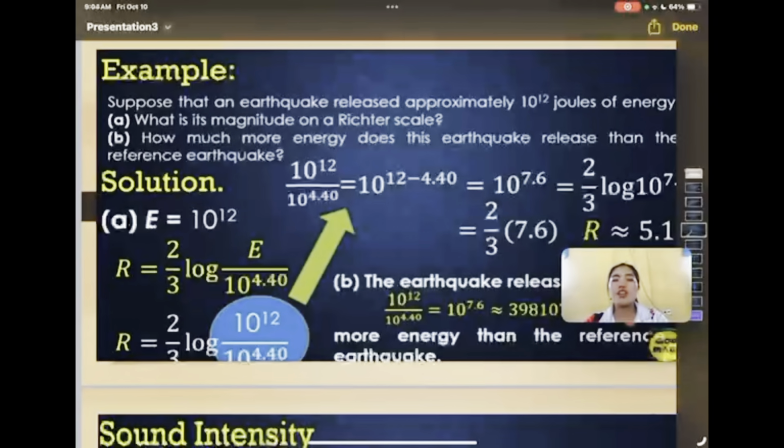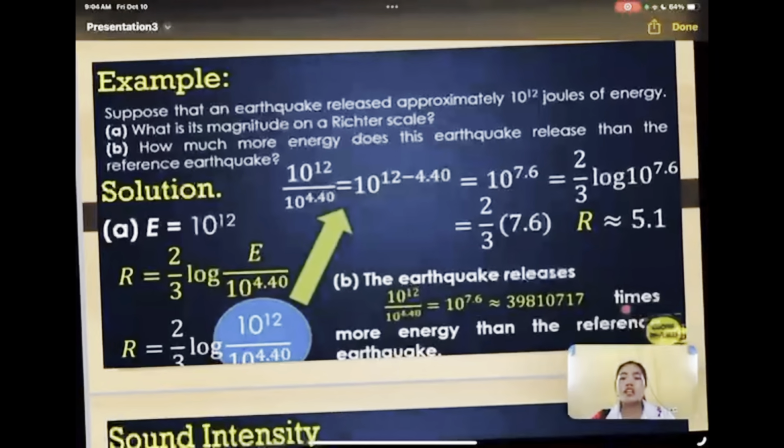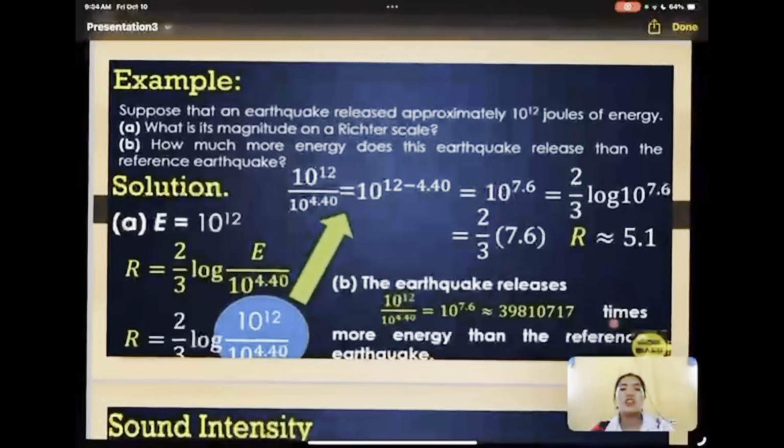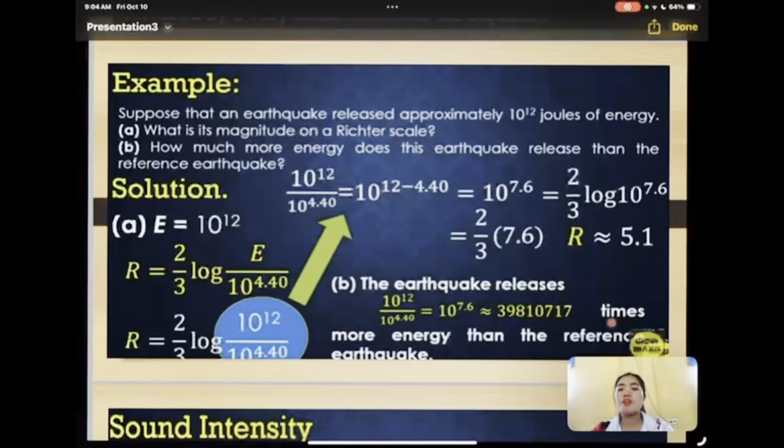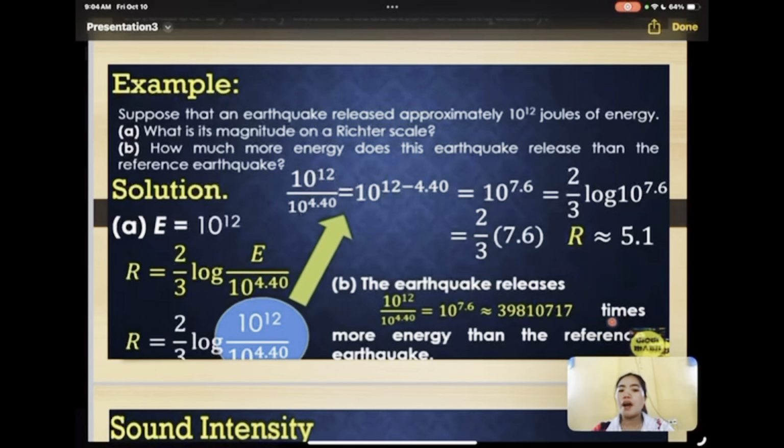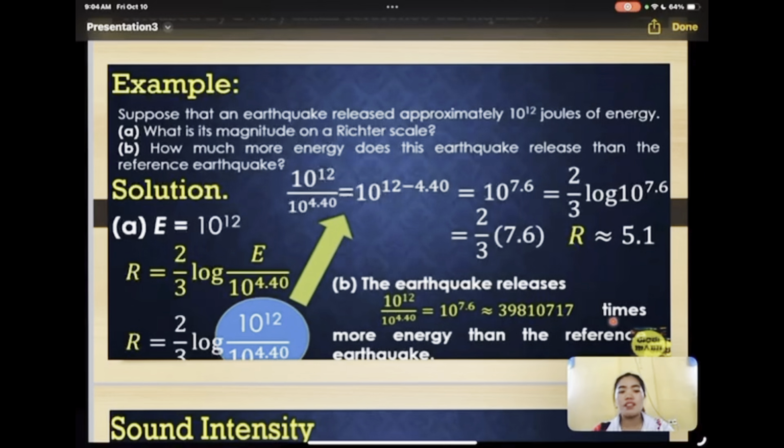Suppose that an earthquake released approximately 10 raised to the power of 12 joules of energy. Letter A, what is its magnitude on a Richter scale? Letter B, how much more energy does this earthquake release than the reference earthquake? Now let's have the solution.